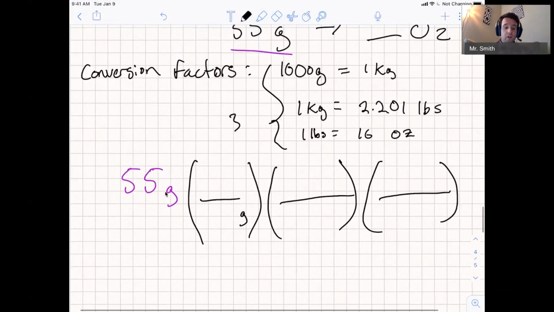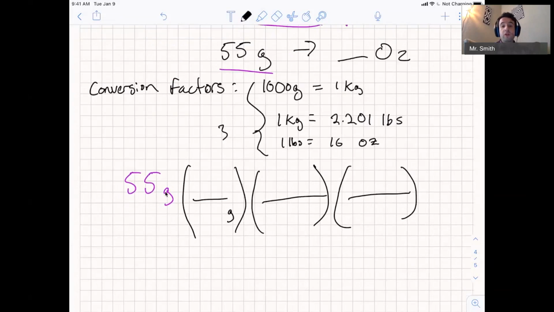Okay, well, let's get started. So the only conversion factor I see with grams is this first one, where it says 1,000 grams equals 1 kilogram. So I'm going to put 1,000 next to grams and 1 next to kilogram. That's my first conversion factor. I did a great job writing that conversion factor down too.